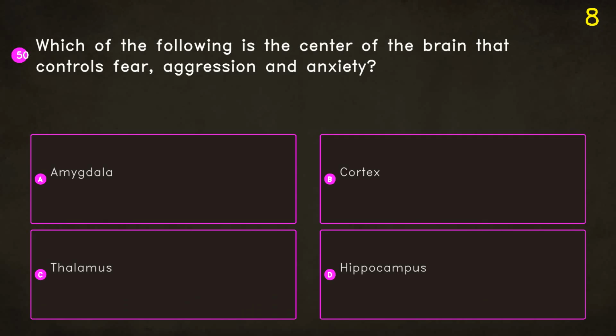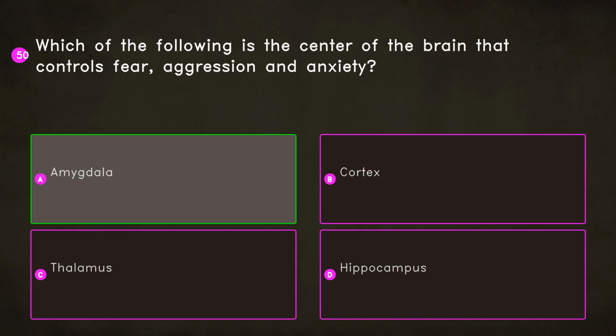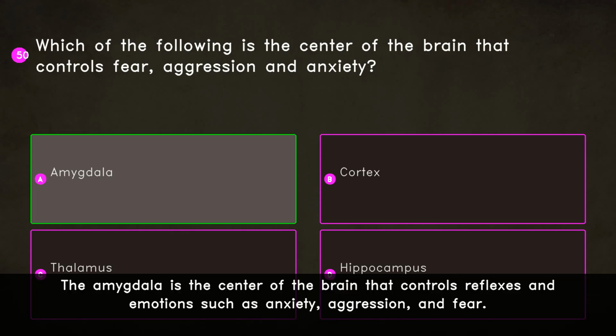Question 50. Which of the following is the center of the brain that controls fear, aggression, and anxiety? A. Amygdala. B. Cortex. C. A thalamus. D. Hippocampus. The correct answer is amygdala. The amygdala is the center of the brain that controls reflexes and emotions such as anxiety, aggression, and fear.